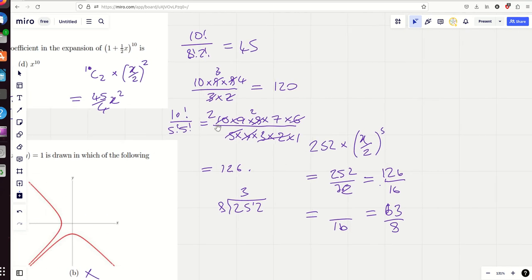Let me check that again. 10 over 5 is 2. The 3 and the 2 I cancelled with 6. The 8 I cancelled with 4 and left a 2 on top. And so I've got 4 times 7 times 9. Yeah, that's right now. It's wrong in my notes.